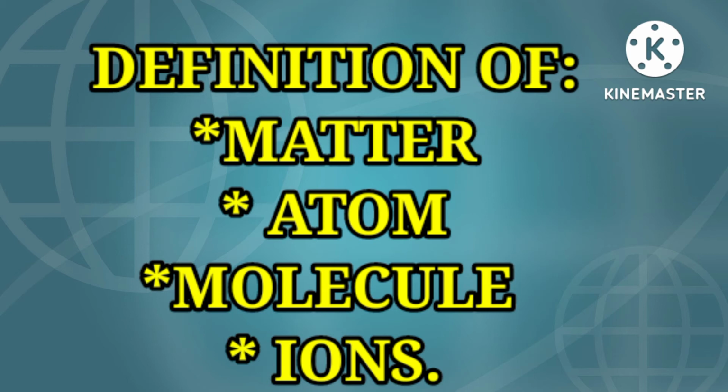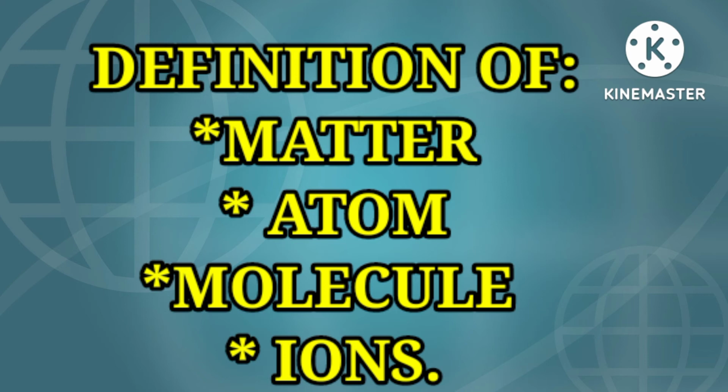Let's look at molecules. We say a molecule is the smallest particle of a substance that is capable of independent existence and still retains the chemical property of that substance. I reiterate, a molecule is the smallest particle of a substance that is capable of independent existence. It exists independently, and it still retains the chemical property of that substance.